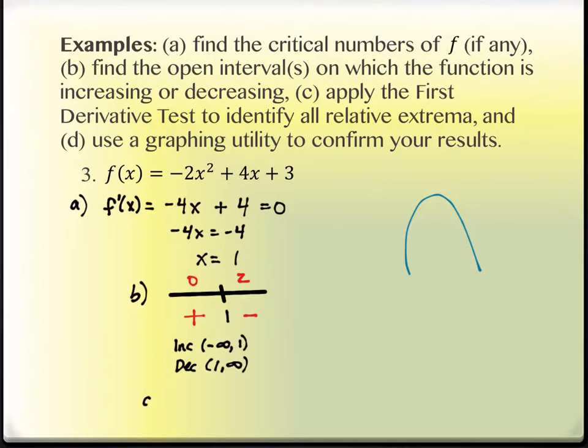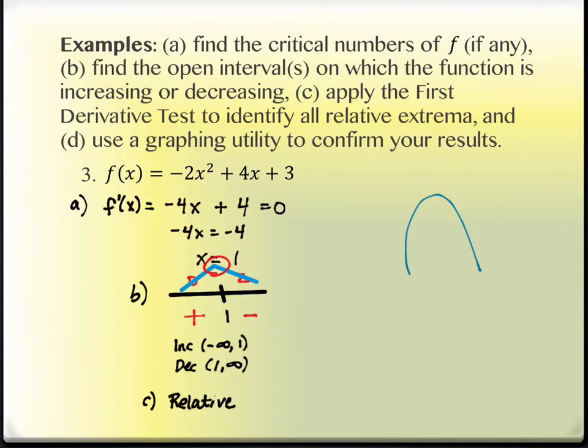And then the third thing is to recognize whether I have a maximum or a minimum, or if I even have them, right? So this is increasing and then it's decreasing. So what happens at this location? It's a max. And it's a relative max, right? So on this one, it's actually an absolute max as well.